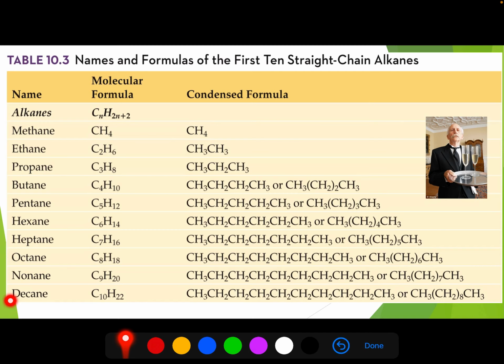You probably have already learned those already. The first 4 are usually the trickiest to memorize. In college, I was taught meet Ethan, professional butler, for meth, ethane, propane, butane. I don't know why, but that was 1, 2, 3, 4 carbons. So you're going to want to commit this to memory as soon as possible.